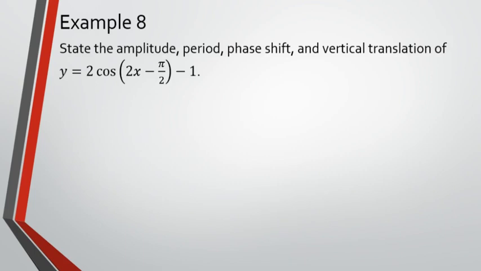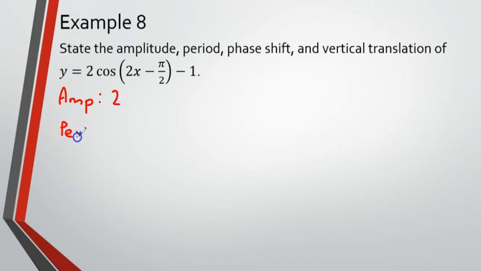For this last example of identifying the different components, we just have one ugly one that has all four different values, A, B, C, and D filled in. So we just want to be careful about applying them one at a time. It's uncommon to have one with all four of the shifts. So the amplitude that comes from the absolute value of the number out front, the answer to that is going to be 2.